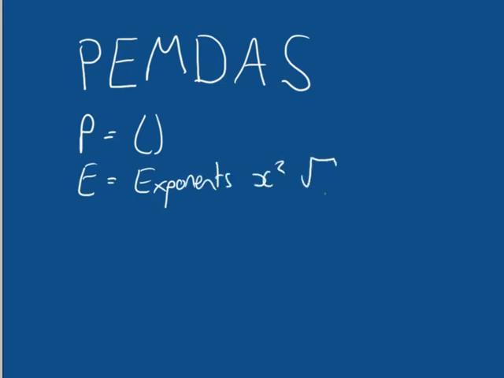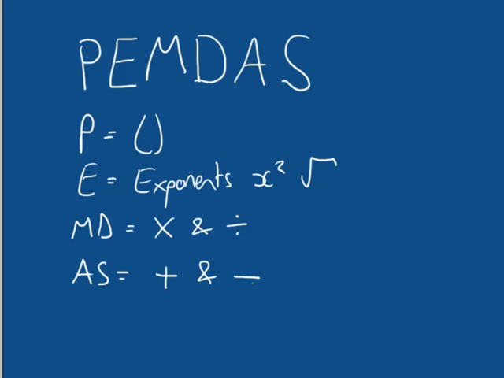Well, P stands for parentheses. E stands for our exponents. I'm actually going to write exponents here. And of course, that's our powers and our roots. So parentheses, exponents. The M stands for multiplication, the D for division. So MD is multiplication and division. And finally, AS is our addition and subtraction. So PEMDAS, parentheses, exponents, multiplication and division, addition and subtraction.